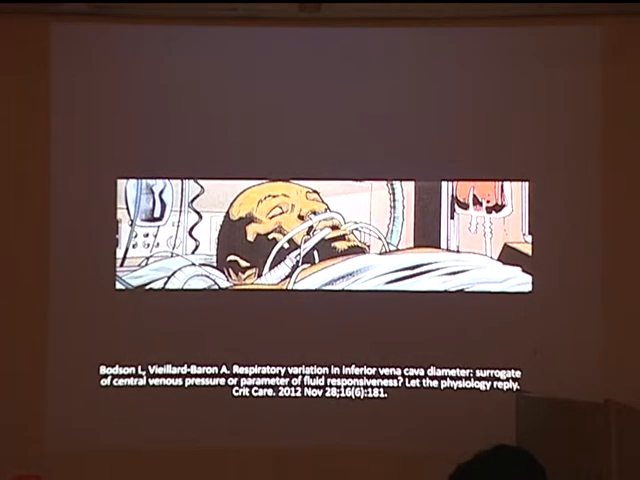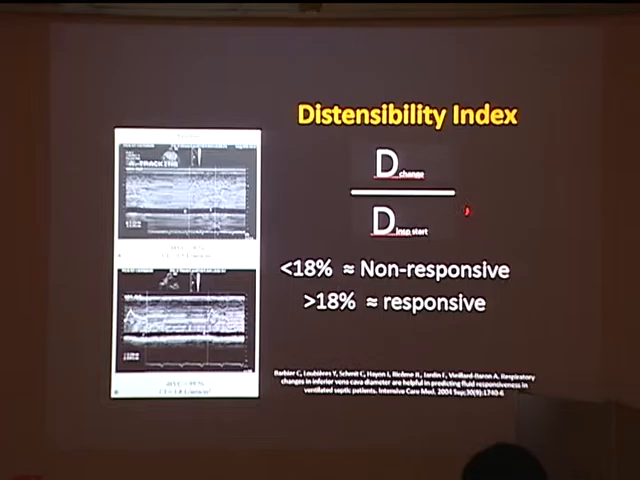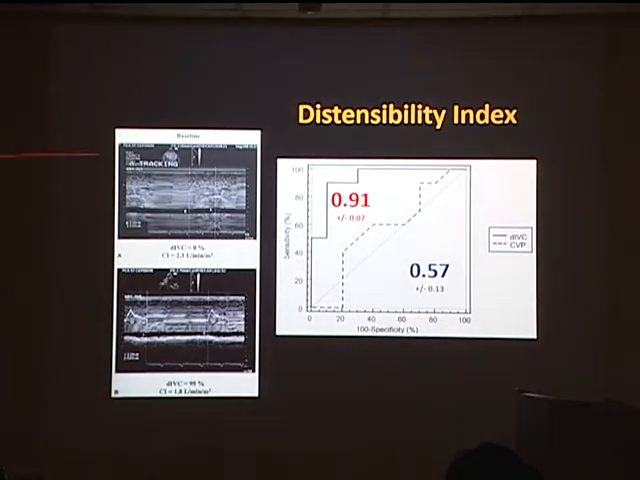So let's take a look at the mechanically intubated patient first. If the distensibility index is more than 18%, which means the IVC distends by more than 18%, Dr. Barbier's studies have shown that they are likely to be fluid responsive. Anybody who distends less than 18% is unlikely to be. And this is the ROC curve. You can see that using this distensibility index cutoff of 18%, the area under the curve is 0.91, which is pretty good. Comparing that to CVP, which is only 0.57, which is as good as tossing a coin. So we can use this for our patient who is mechanically intubated.